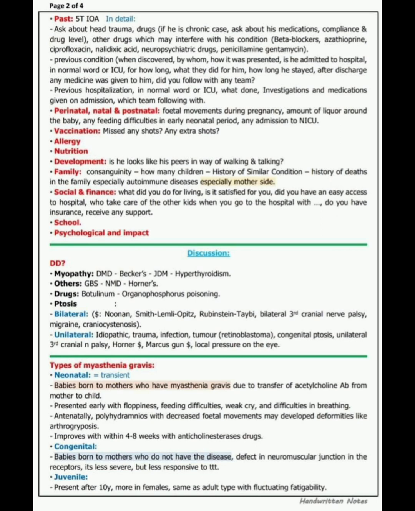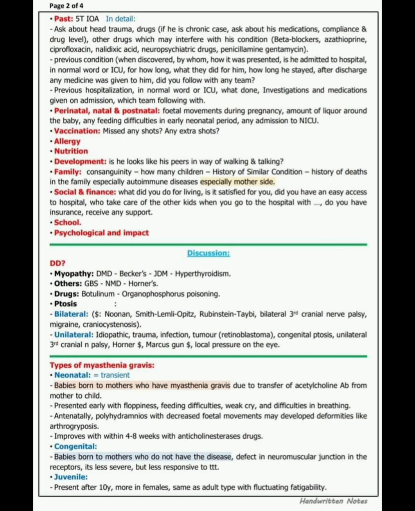Now the types of myasthenia gravis: neonatal, congenital, and juvenile. Neonatal is transient, and this baby is born to a mother who has myasthenia gravis, due to transfer of acetylcholine receptor antibody from mother to child. It presents early with floppiness, feeding difficulties, weak cry, and difficulty in breathing. Antenatally, polyhydramnios with decreased fetal movements may develop deformities like arthrogryposis. It improves within 4 to 8 weeks with anticholinesterase drugs.